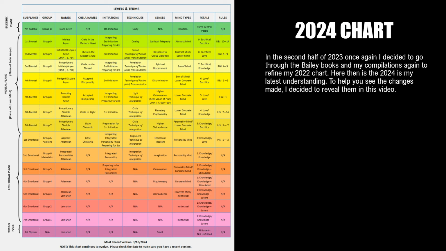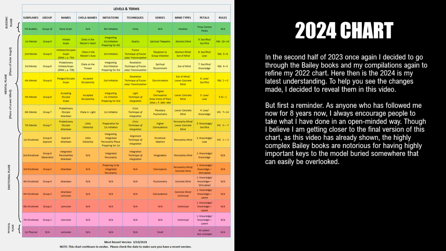In the second half of 2023, once again, I decided to go through the Bailey books and my compilations again to refine my 2022 chart. So it's my 2-year thing, I guess. Here then is the 2024 chart and my latest understanding. To help you see the changes made, I decided to reveal them in this video. Before, I've just simply put the new chart up on the Soul to Spirit website and just let people know it's out there, and I've never explained why I've done what I've done. So I decided in this video to explain my changes. There's a lot of them.